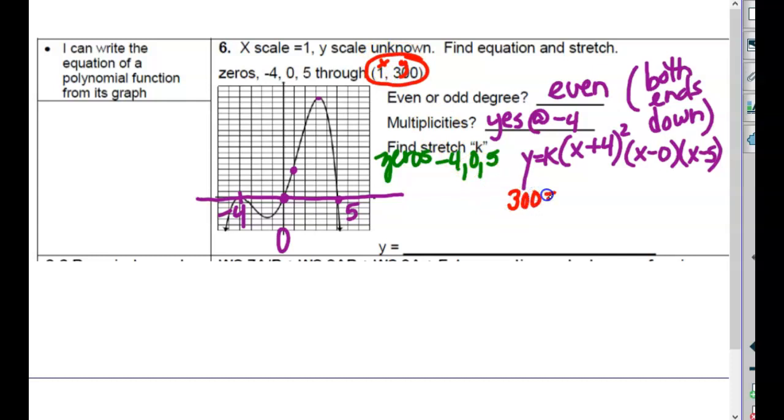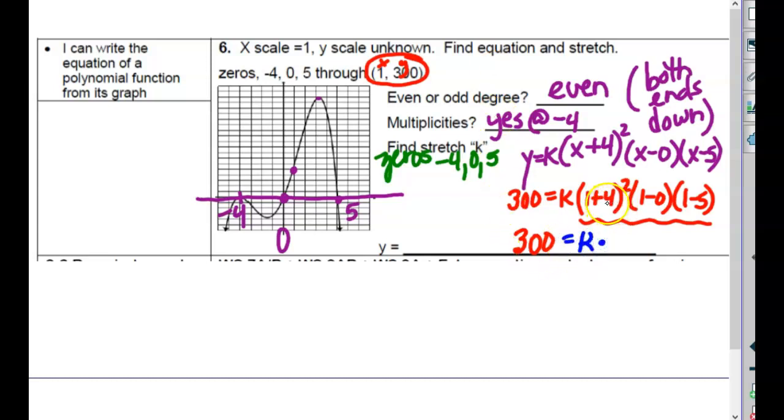So we'd have 300 equals k times 1 plus 4 squared times 1 minus 0 times 1 minus 5. You can type all of this in your calculator at once because it is all multiplied. Whoops, sorry, I made that confusing. This would be 5 squared is 25 times 1 times negative 4. Is it like negative 100? Everyone getting that?